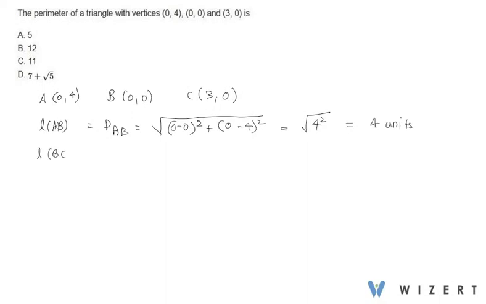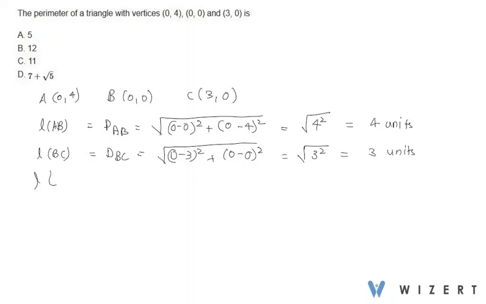Length of BC is the distance between B and C, which is again in a similar way (0 minus 3) whole square plus (0 minus 0) whole square, which is equal to (minus 3) whole square, which is exactly equal to (plus 3) whole square, so 3 square. Again similarly we can ignore the negative value, we get 3 units.